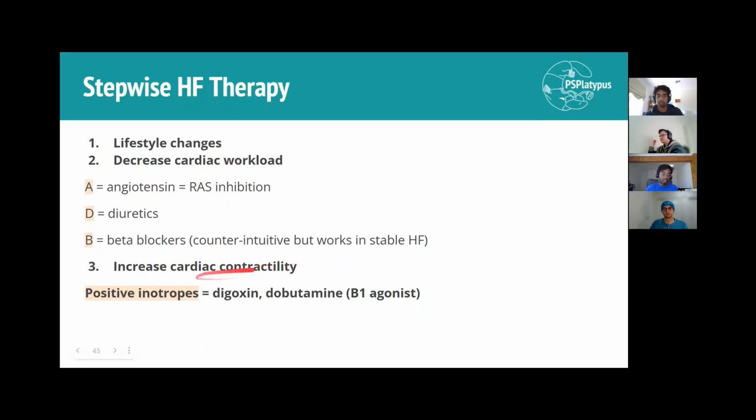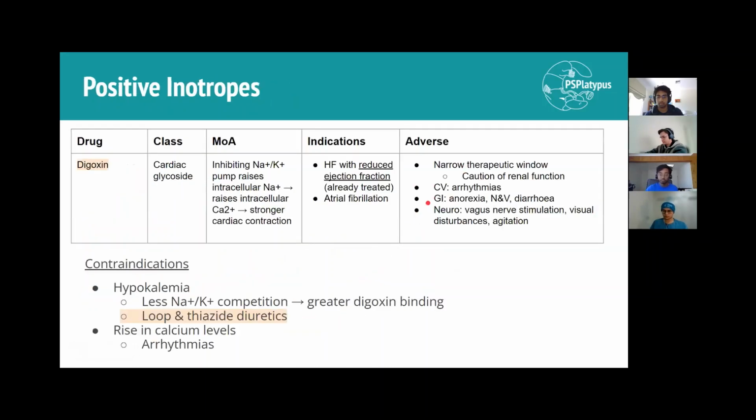Next thing is to increase cardiac contractility. We do this through positive inotropes. Inotropes are drugs that change contractility. So you can have positive or negative inotropes. Since we're going to increase, we talk about positive inotropes. And it's digoxin and dobutamine, which are the two key ones. So starting off with digoxin.